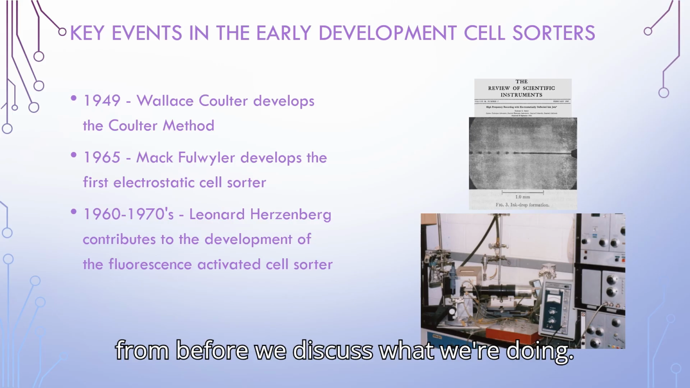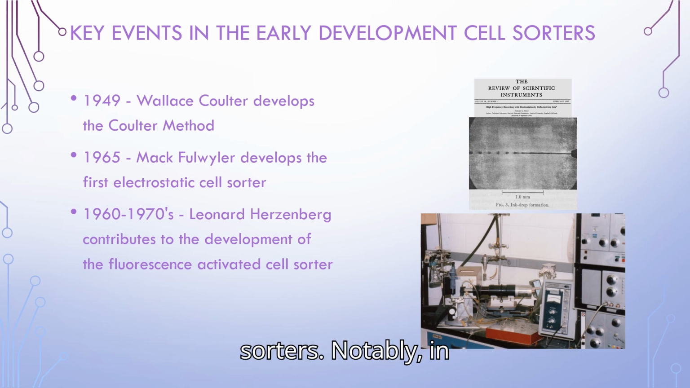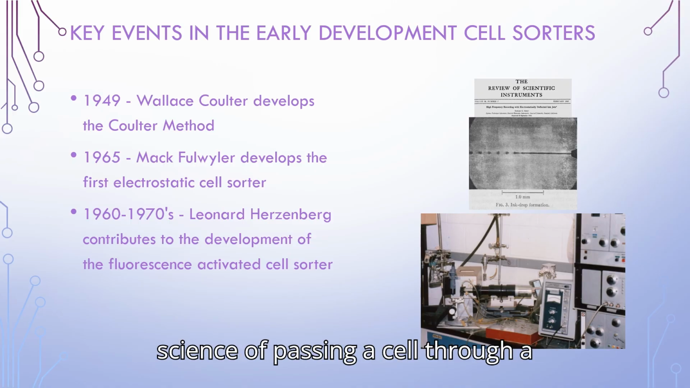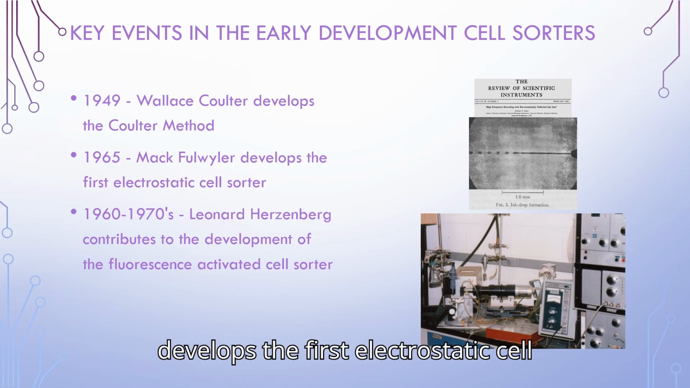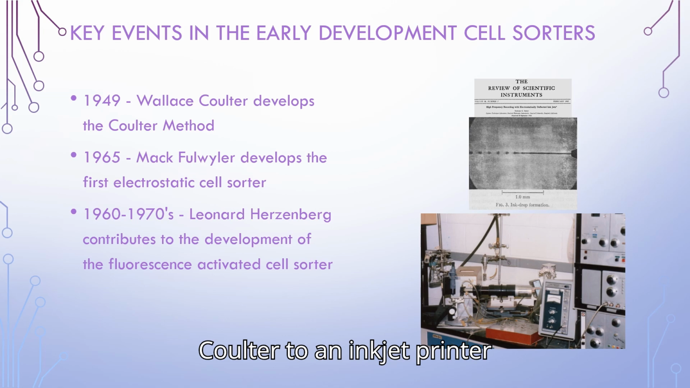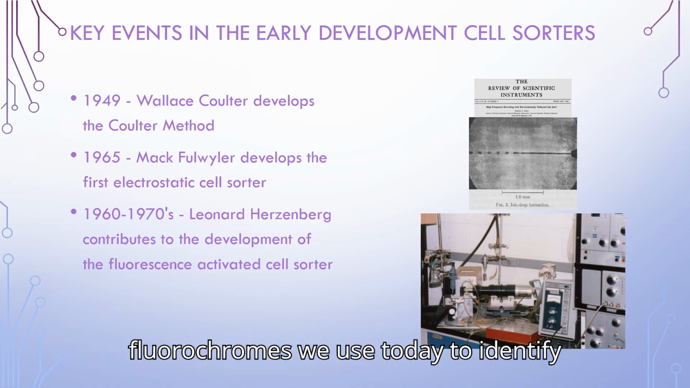It's important to know where we've come from before we discuss what we're doing. So with that, I'd like to share some key events in the early development of cell sorters. Notably, in 1949, Wallace Coulter develops the Coulter method, which is based on the science of passing a cell through a charged orifice and measuring the impedance created by that cell to determine its size. In 1965, Mac Fulwiler develops the first electrostatic cell sorter, and he does this by pairing the technology invented by Wallace Coulter to an inkjet printer invented by Richard Sweet. In the 1960s and 70s, Leonard Herzenberg contributes to the development of the fluorescence-activated cell sorter, while simultaneously developing the monoclonal antibodies and fluorochromes we use today to identify cells.